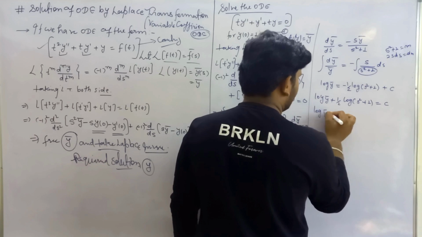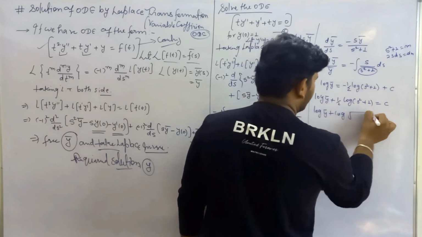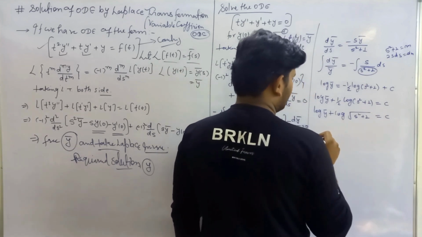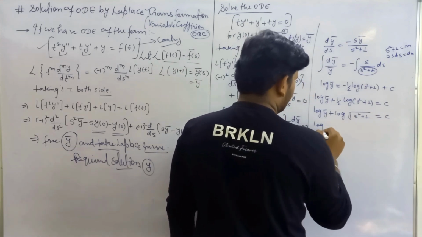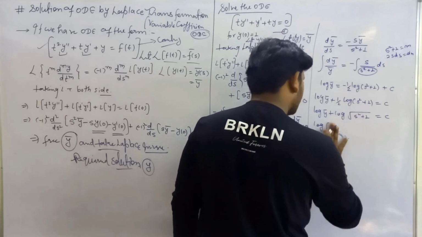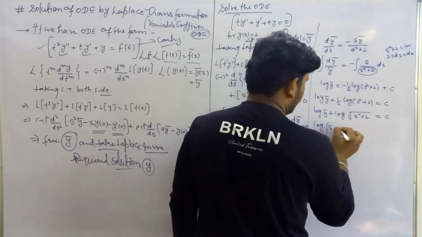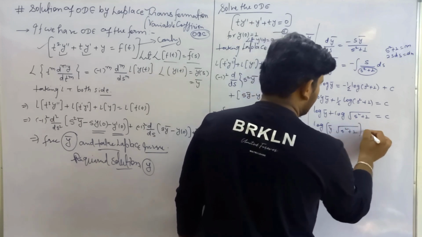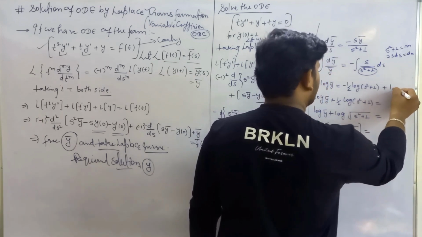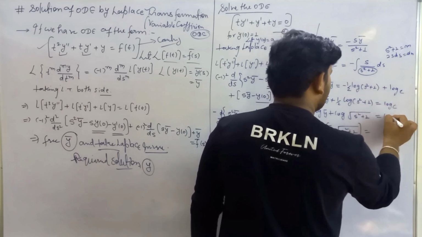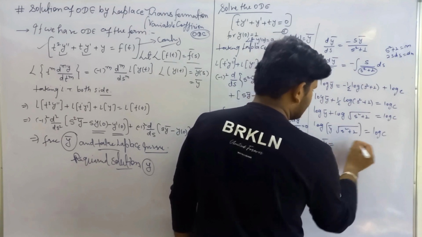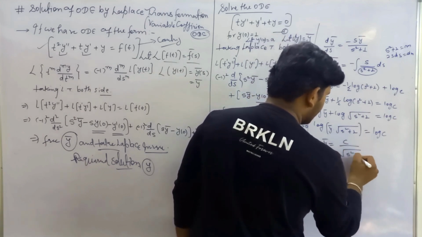Now we can apply the property of the log, so log of y bar times root of s square plus 1 is equals to c. Now here we can solve easily. This is nothing but y bar into root of s square plus 1 is equals to c, where we can write c as a log term. So it will be easy for us, taking anti-log here, then y bar is nothing but c over root of s square plus 1.